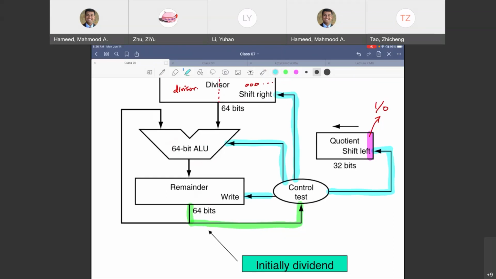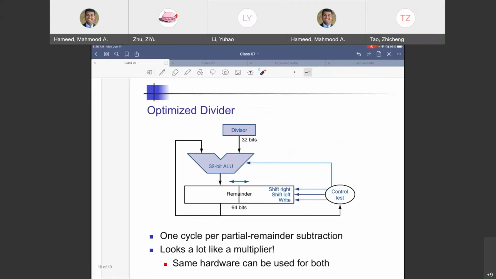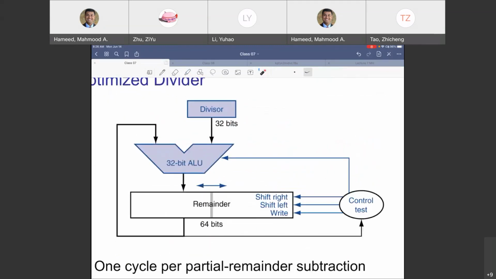Now, a few things that are a problem. 64 bits. Can we think about doing this with 32? 64-bit ALU. Can we do it with 32-bit ALU? Another quotient register. Can we maybe skip the usage of a quotient register just as we skipped the use of a multiplier? So all of that can be accomplished with an optimized divider.